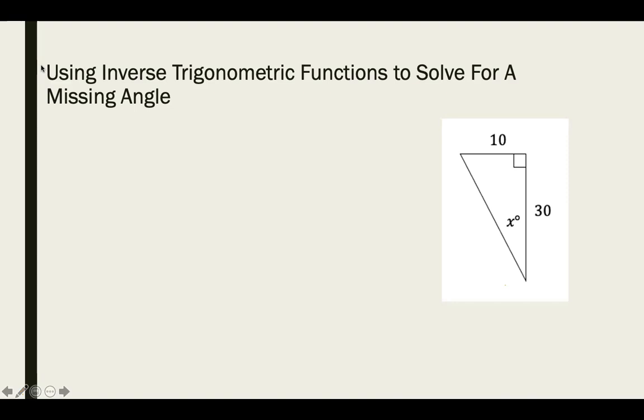So which trig function are we going to use? Tangent. And since we're trying to find an angle, we're going to use inverse tangent. So we're going to type in inverse tangent of 10 over 30. And your calculator just does the work for you, and you get x being 18.43 degrees.